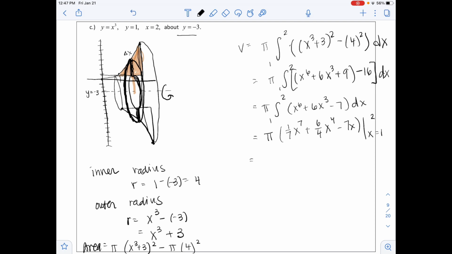So evaluating at 2 first, we have pi times 1/7 times 2 to the 7th plus 6 over 4, which simplifies to 3 over 2, times 2 to the 4th minus 7 times 2, minus, and then substituting in that lower limit, which is just 1, we have pi times 1/7 plus 3 over 2 minus 7. And simplifying all of this with order of operations, we end up with 471 over 14 pi.